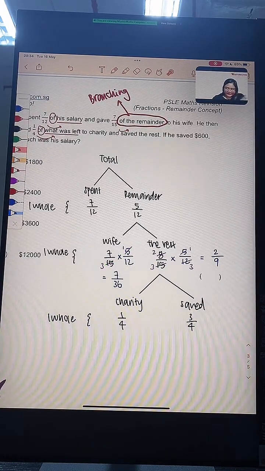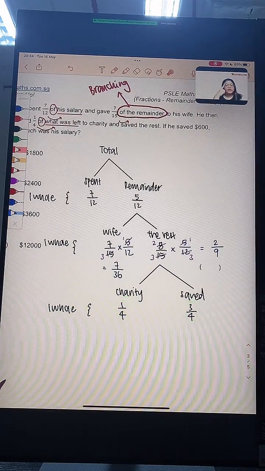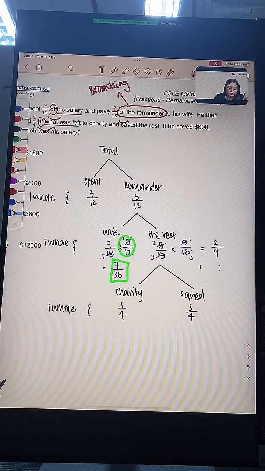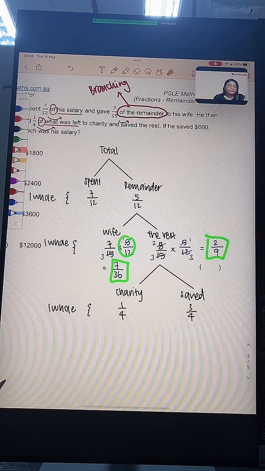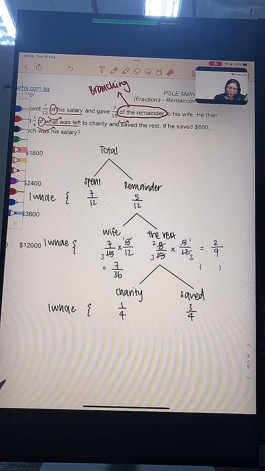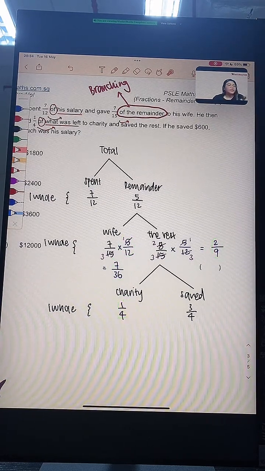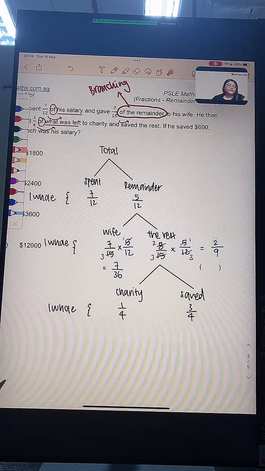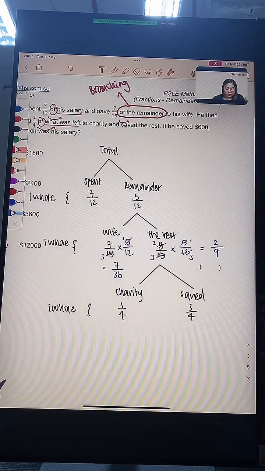Alright, then we can do the same to 1/4 and 3/4. After we multiply, this is already of the total. So the next step is to multiply 1/4 with 2 out of 9. Multiply 3/4 with 2 out of 9 so that we can relate it to the total as well.